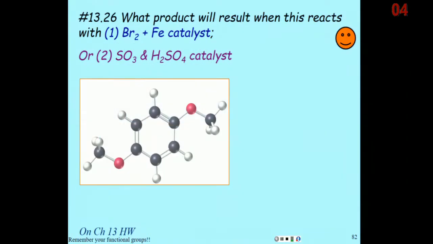So let's try some examples with specific benzene derivatives rather than generic ones. So the first one, we're going to react with bromine and an iron catalyst. Without the catalyst, it would just kind of sit there and wonder, and you wouldn't get much. So let's put bromine in here and assume the iron catalyst. CAT means catalyst. And let's draw the product.